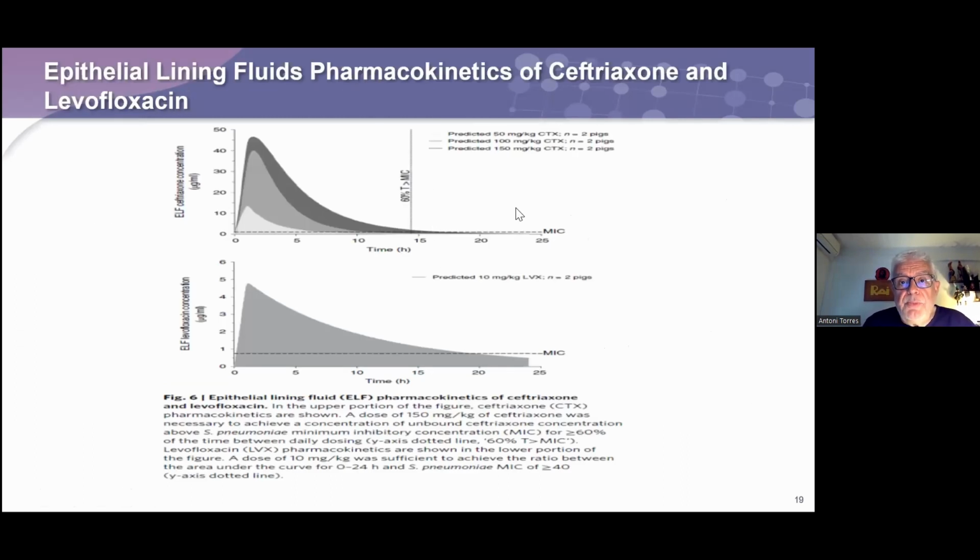Importantly, I think this is very important, and I think Tobias Welte probably knows this well. We studied 2 of the drugs that we use for treating strep pneumo in that model, fluoxetine and ceftriaxone. And measuring the ELF concentration, we observed that for ceftriaxone to achieve the best PK/PD parameters, we should use in that model almost double or more than double the doses that we use in humans. I think this is important because ceftriaxone is a drug that has not been studied in depth, but it is in the standards of care for community-acquired pneumonia.